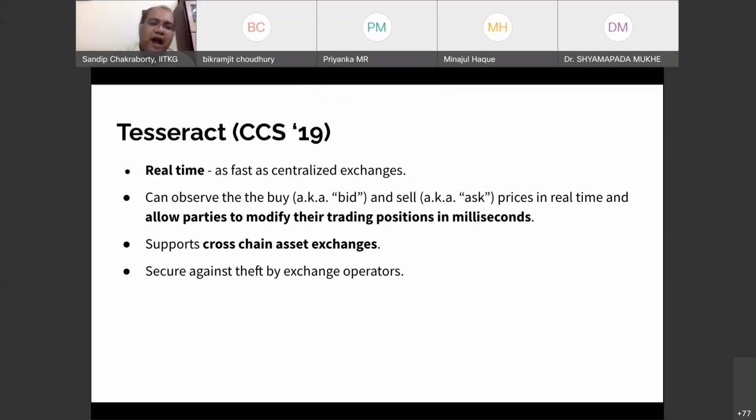The idea of this protocol is that you can bid and sell. That means you can mention that you are going to sell Bitcoin at a particular price, and that price can be changed in real time, and someone can buy the Bitcoin and pay you the equivalent Ether at the price at which you are bidding. So it supports cross-chain asset exchange, and it is secured against theft by the exchange operator.